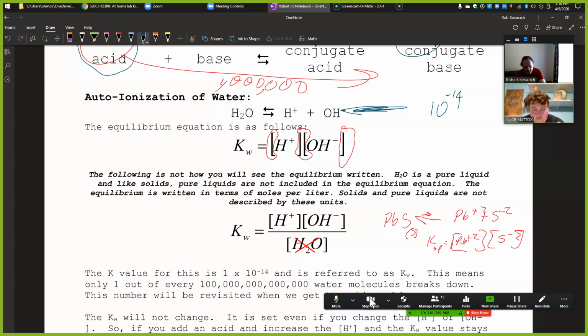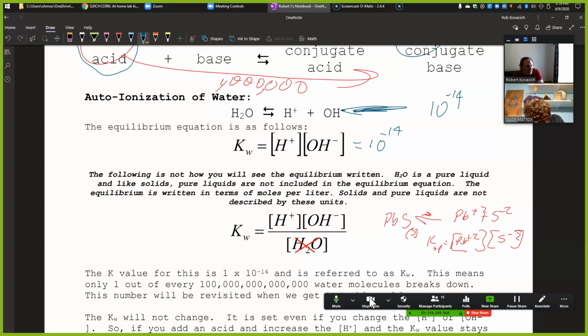So if I know that this, sorry, let me erase this for a sec. If I know that this equals 10 to the minus 14th, can you tell me what the concentration of H plus and the concentration of OH minus are? Yes, they're very small, but you can give me a number. 10 to the negative 7th, right?